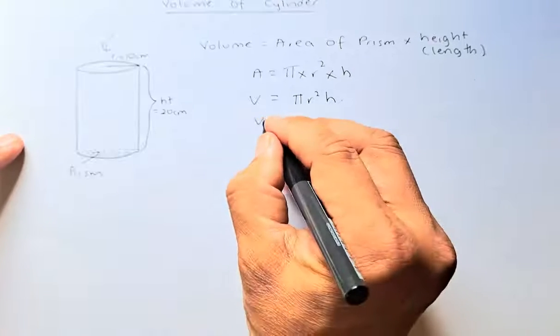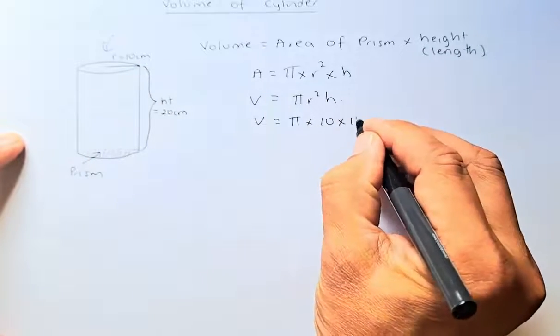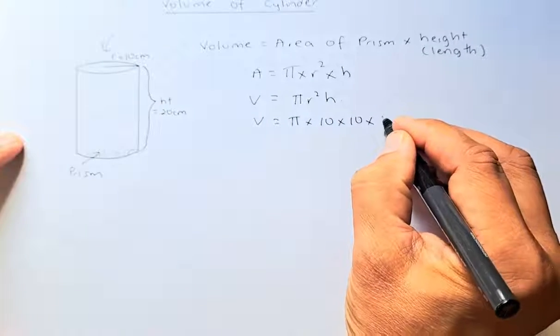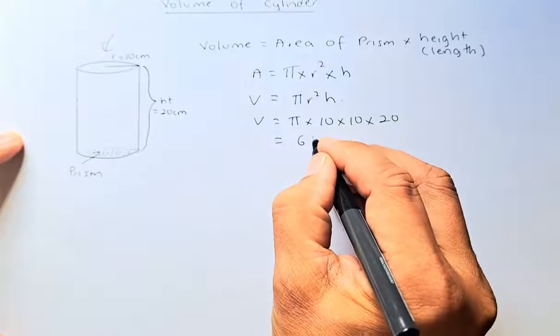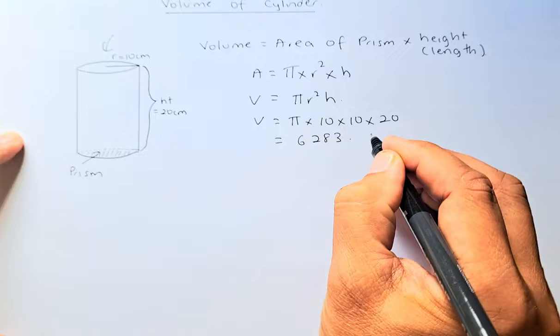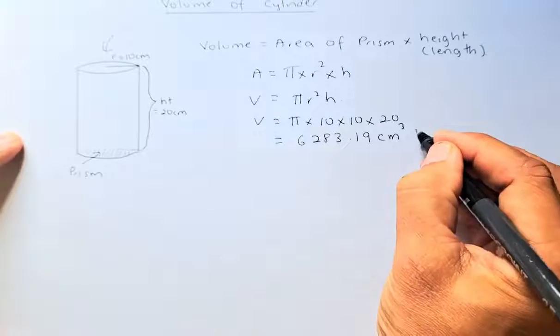So volume equals pi, the radius is 10 squared, times the height, which is 20. Put it in your calculator and the answer is going to be 6,283.19, and remember your unit is centimeter cube.